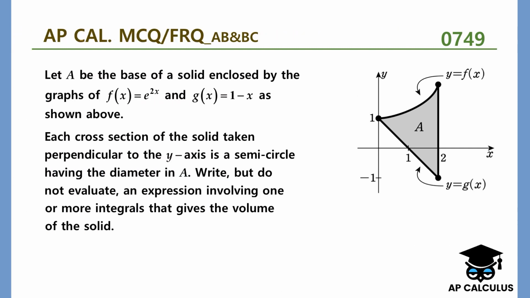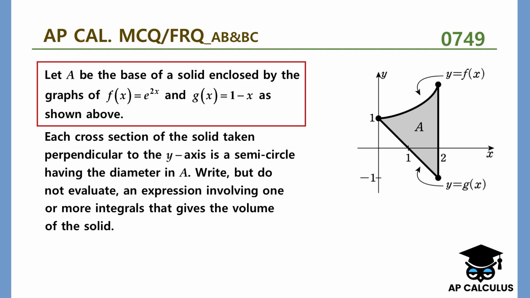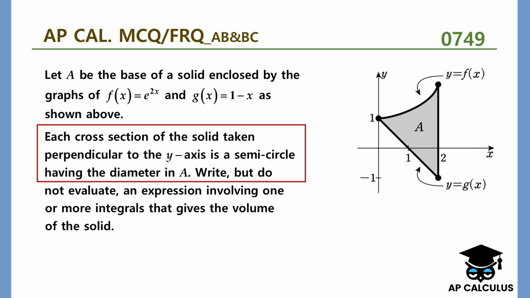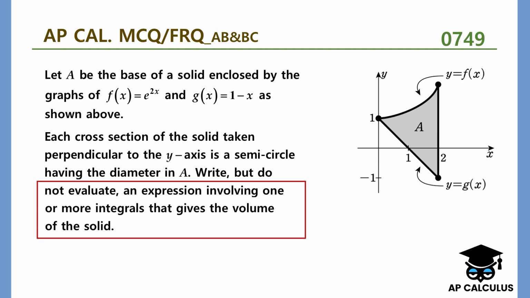Question 749. Let A be the base of a solid enclosed by the graphs of f and g as shown above. Each cross-section of the solid taken perpendicular to the y-axis is a semicircle having the diameter in A. Write but do not evaluate an expression involving one or more integrals that gives the volume of the solid.